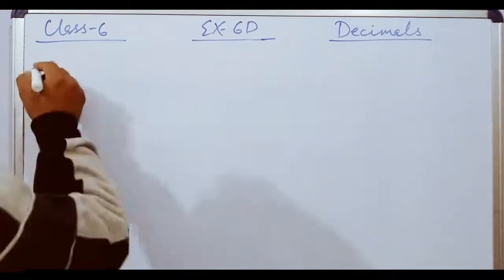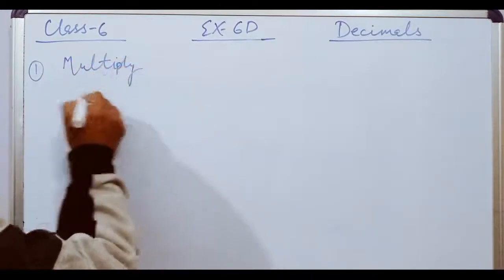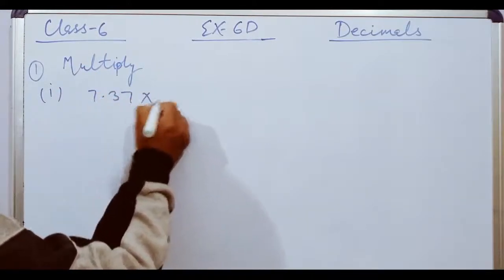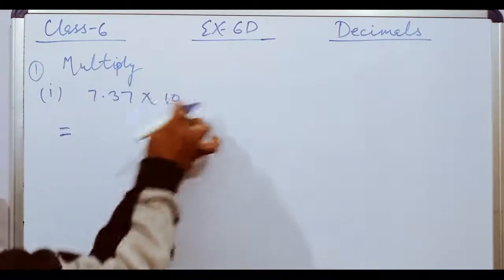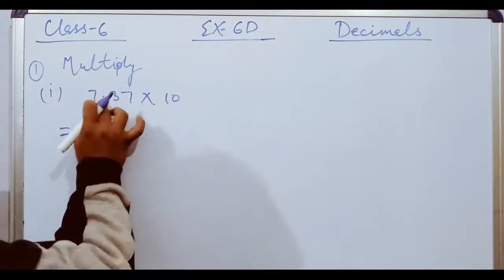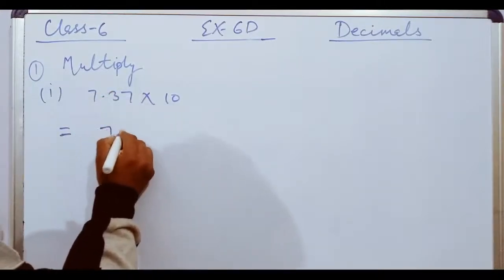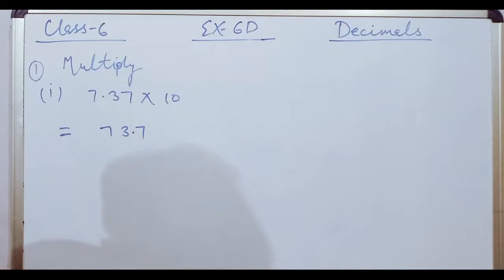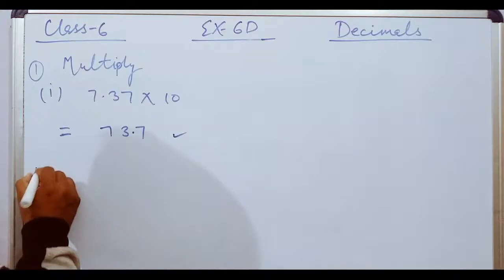Question number 1. Multiply. First part, 7.37 into 10. Dear student, I told you when you multiply by 10, the decimal will go to the right side, after one digit. It was here, after one digit on the right side we will put the decimal. Okay, dear students.